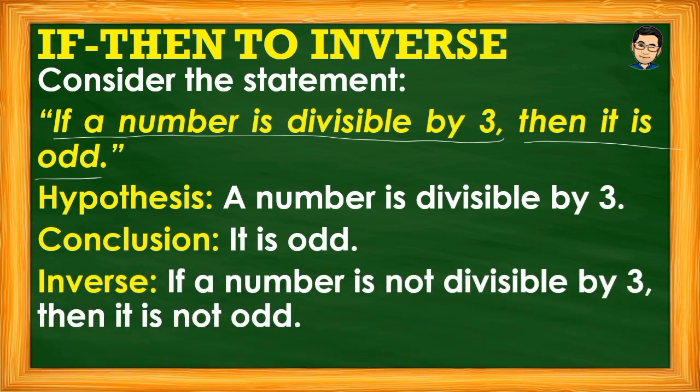And then yung inverse statement natin is magdadagdag lang po tayo ng negation word dun sa hypothesis and conclusion. So, for this statement, we'll add not. Okay, so yan po yung not. Nakikita po natin to both hypothesis and conclusion. So, magiging, if a number is not divisible by 3, then it is not odd. So, yan po yung kanyang inverse statement.